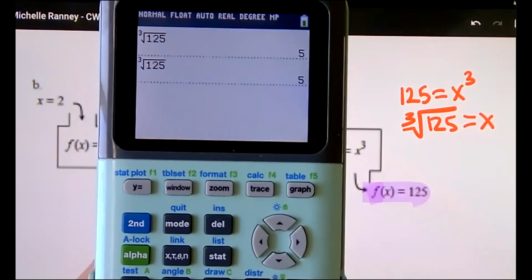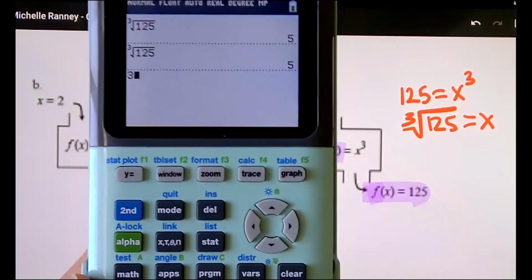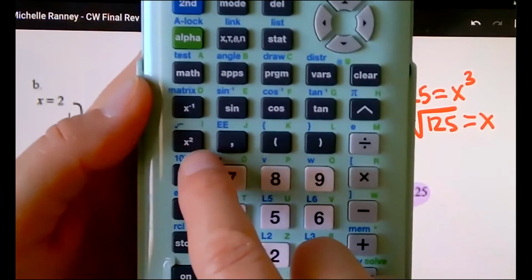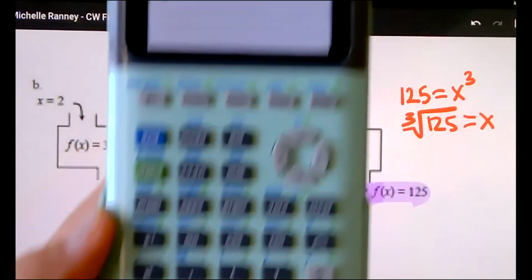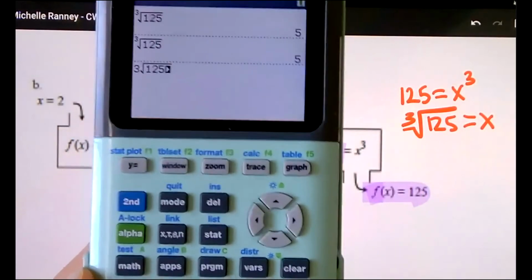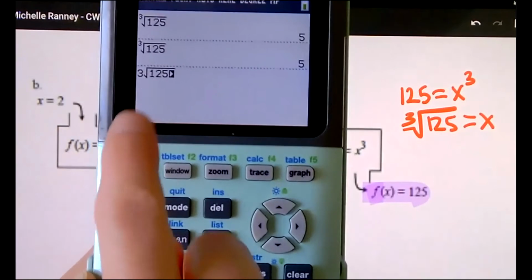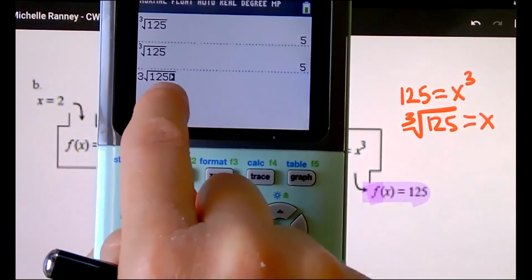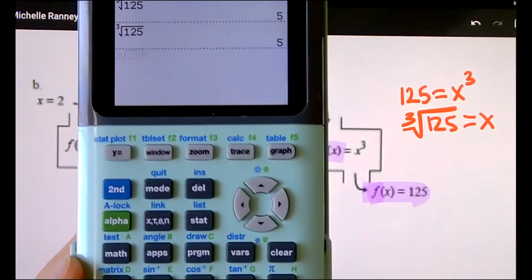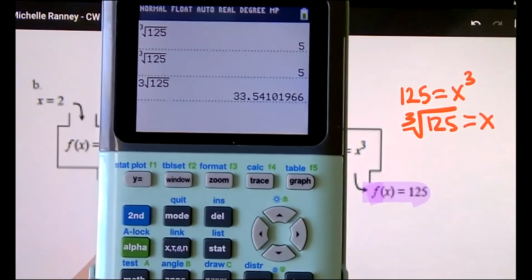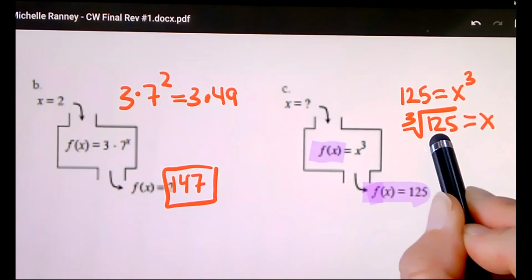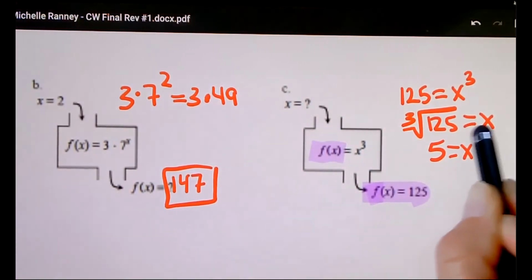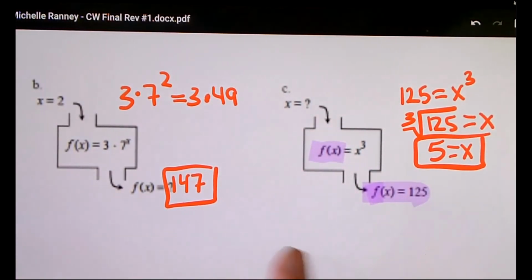What you do not want to do, and I see people do this, do not type in 3 and then go and get the square root button and then type in 125. This is not the same thing. It's going to take the square root of 125, which is not a nice number, and times it by 3, and it's going to give you some decimal. So be careful. Understand how to put things in your calculator. So x is 5. That is our answer. Okay.